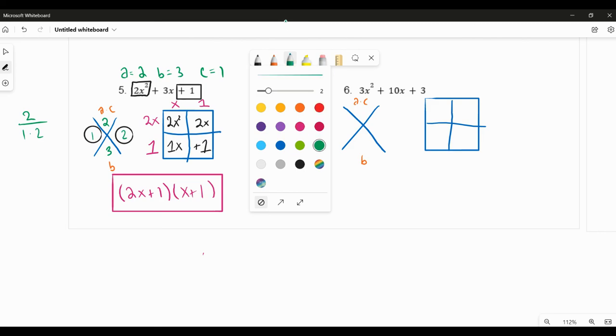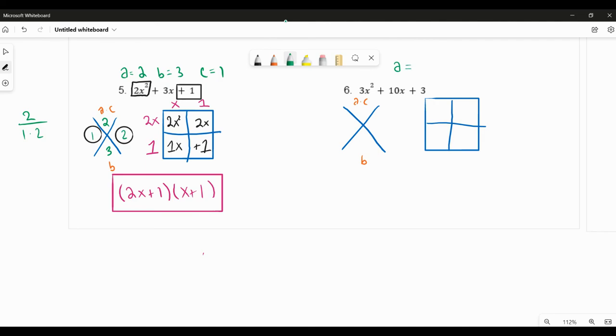All right, I sure hope you didn't just skip ahead, and I hope you actually tried that yourself, because it's going to be more helpful for you. A times C here is going to be 3 times 3, and I shouldn't skip this step. A is 3, B is 10, C is 3. So 3 times 3 is going to give me 9. 10's here, and fortunately for us, if I list the factors of 9, I could do 1 times 9 or 3 times 3. But guess what? The only ones that are going to add up to 10 will just be 1 and 9.